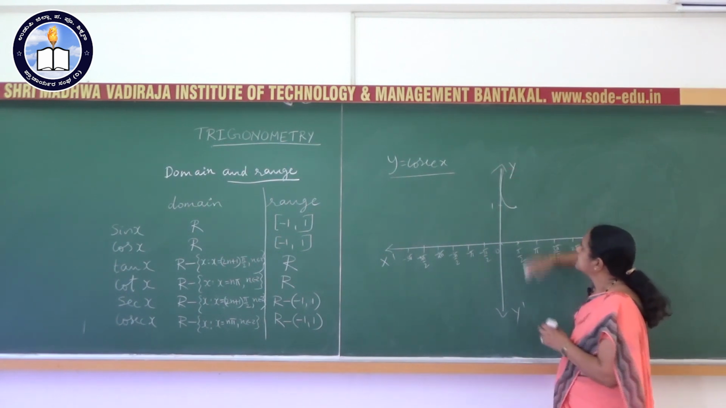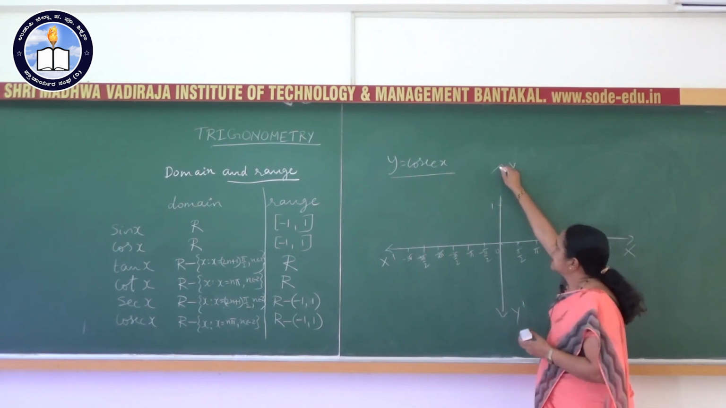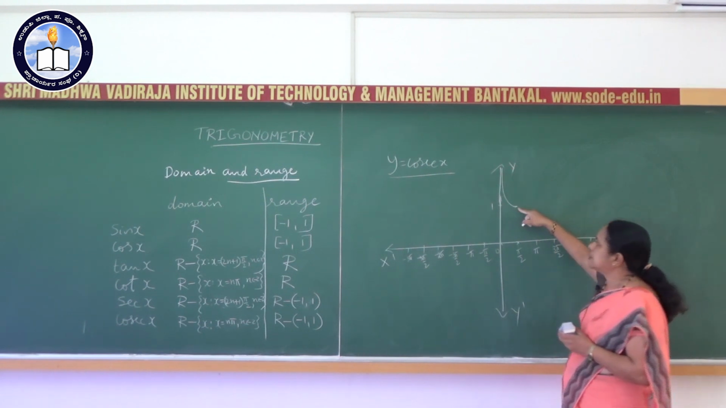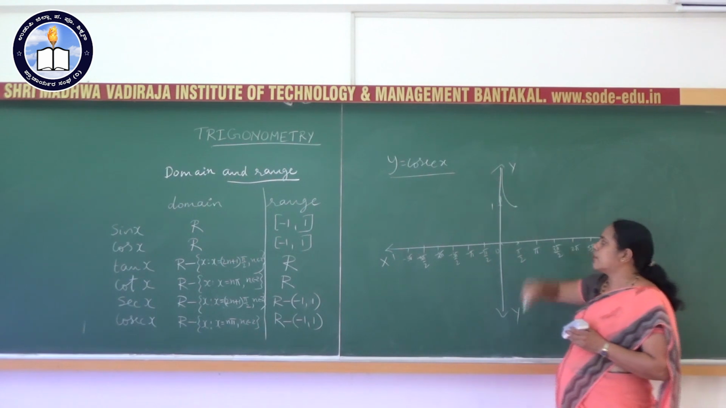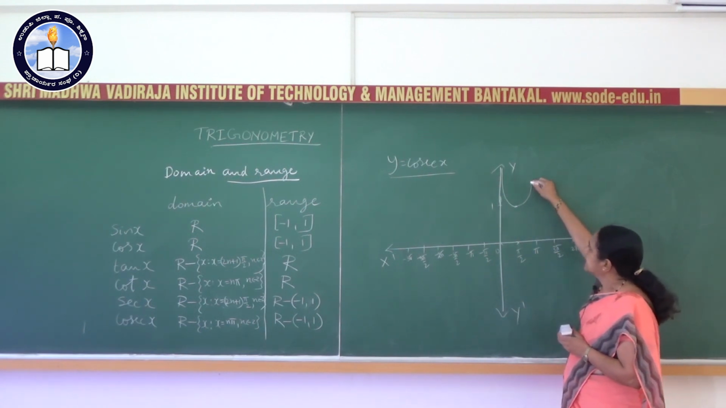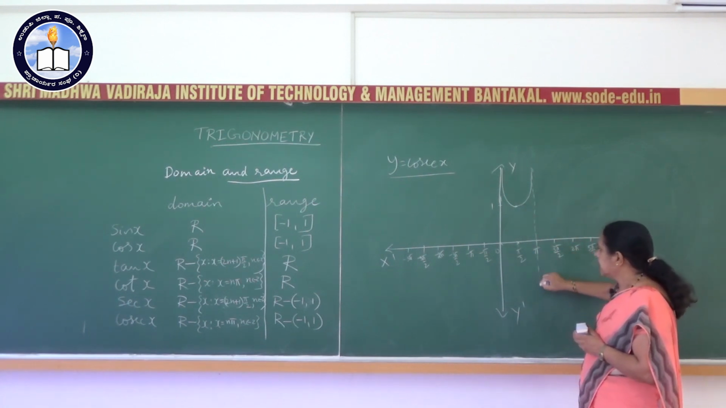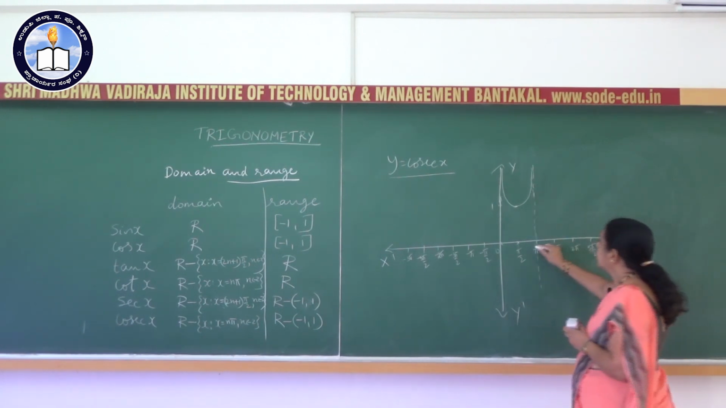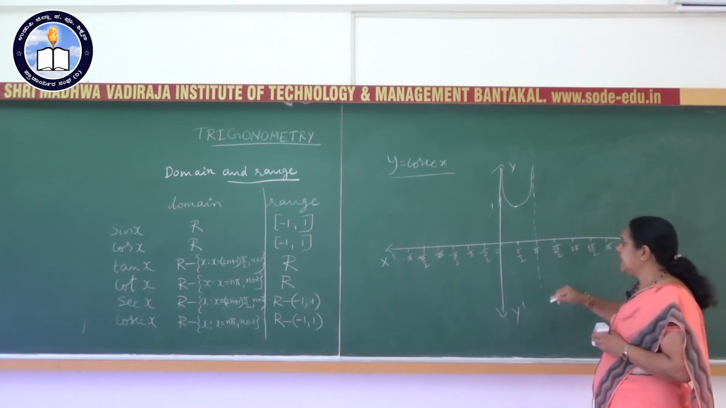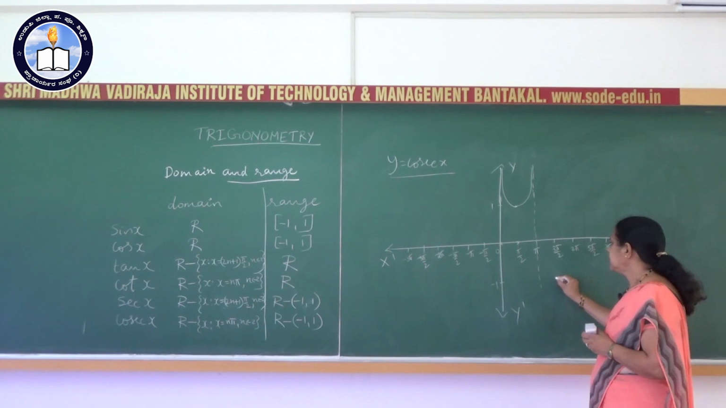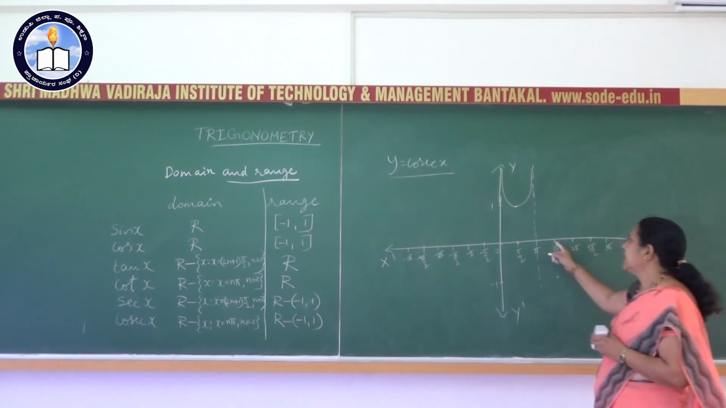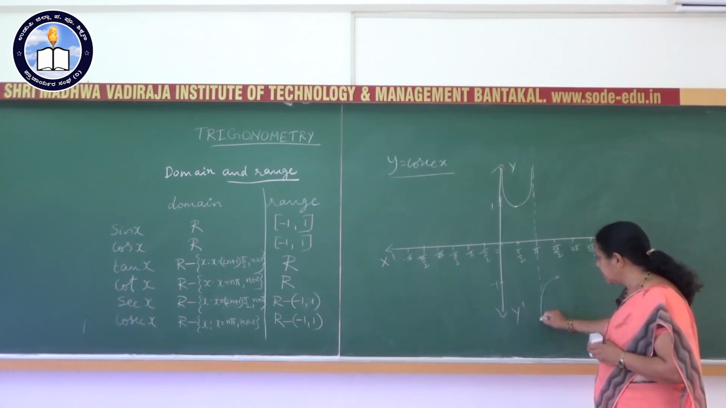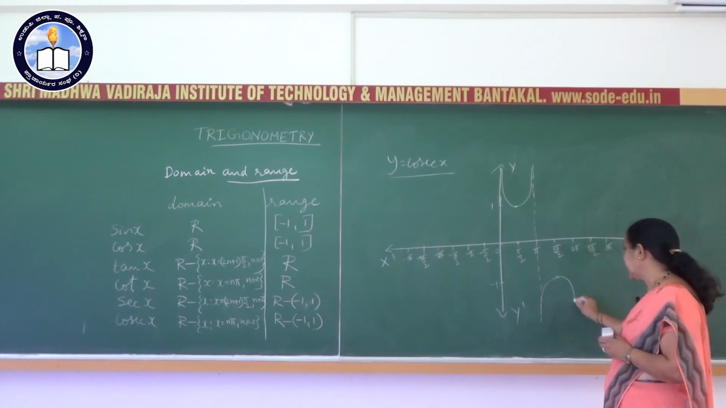So the graph lies completely above this. Cosecant 90 is equal to 1. Cosecant 0 is not defined. Cosecant 180: since sine 180 is equal to 0, cosecant 180 is not defined. Cosecant 270 is equal to minus 1 because sine 270 is minus 1. In the third quadrant, cosecant x is negative. In the fourth quadrant, also cosecant x is negative.